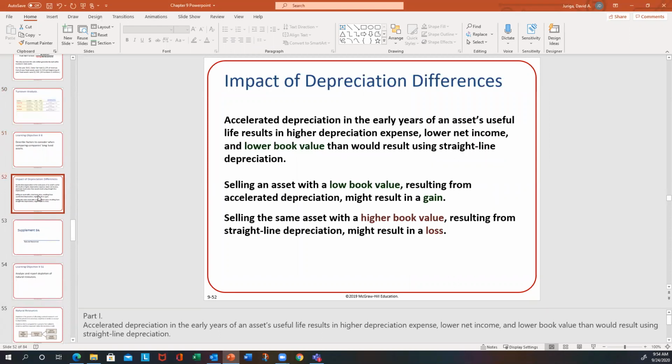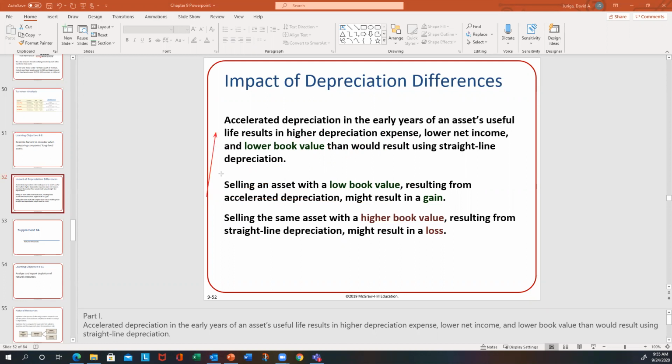All right. Some other things to look at. Of course, you have the impact of depreciation differences when you're using these different methods. And notice it says accelerated depreciation. Of course, that would be the double declining balance method. Obviously, it's going to affect your depreciation expense. You're going to have higher depreciation expense and lower net income in the early years. Typically, if you're selling an asset with a low book value, it could result in a gain. Selling the same asset with a higher book value might have a loss.